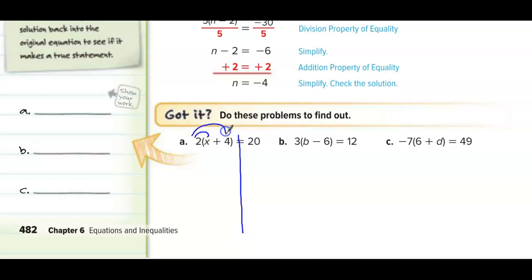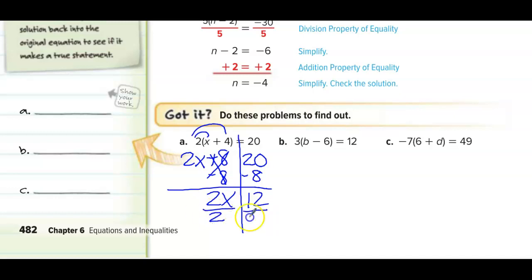I'm going to distribute my 2, or hand it out to everything inside the parentheses. So I get 2x plus 8 equals 20. Then I always work on the side that has the variable, so that left-hand side. So I have a plus 8, so I'm going to negative 8 or minus 8, which you do one side, you always do the other. That makes a 0 pair. 2x equals 20 minus 8 is 12. All right, since 2 and x are multiplied, I'm going to do the opposite, which is division. And I divide by 2, x equals 6.